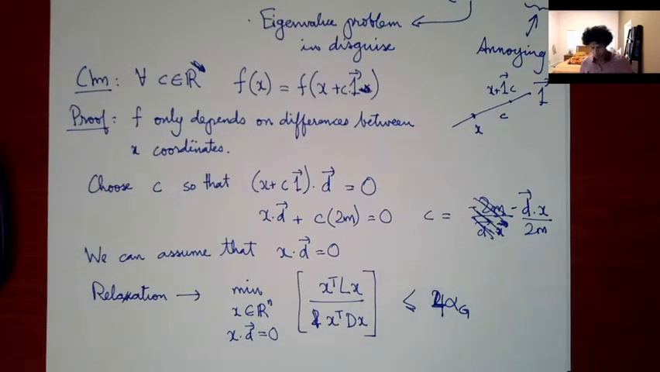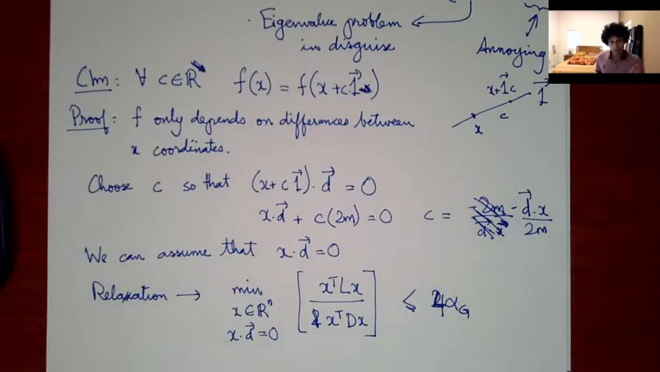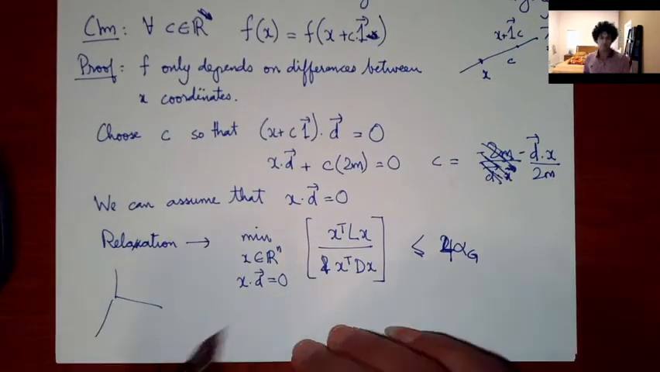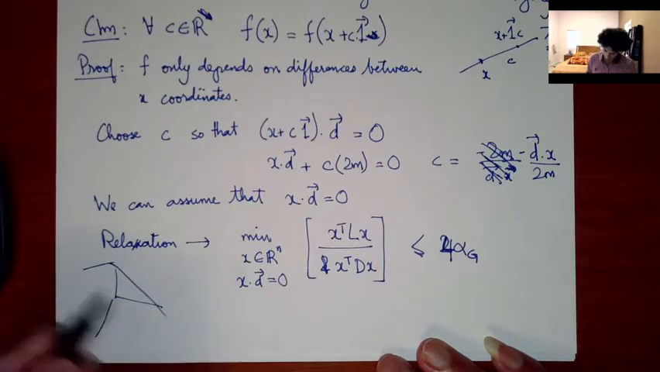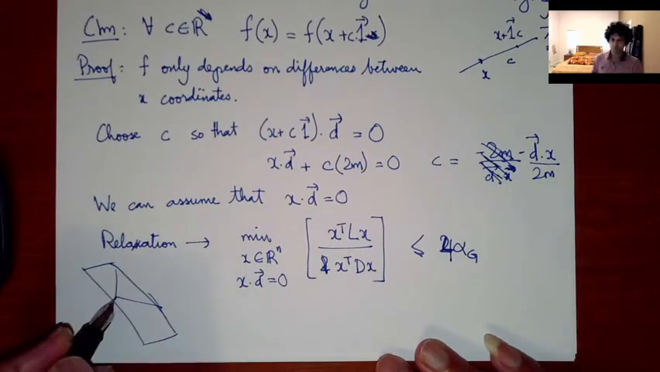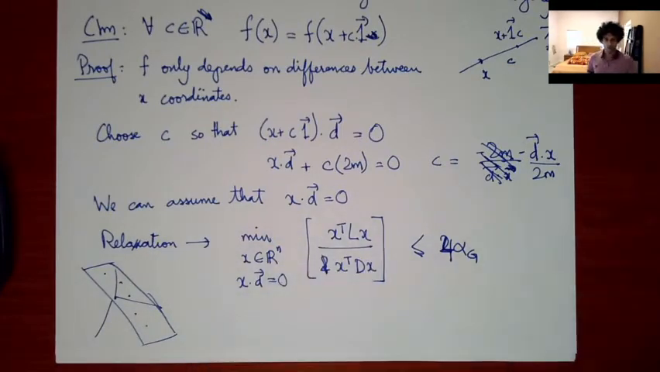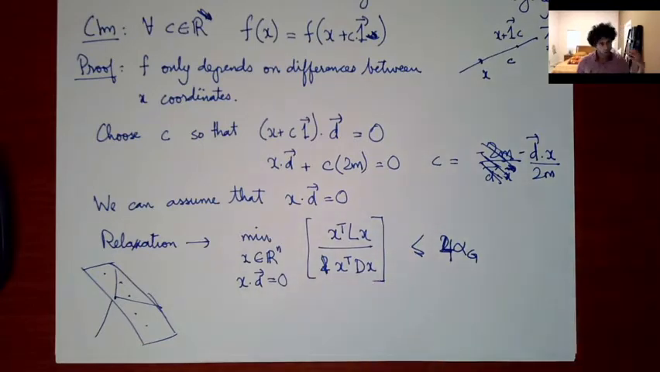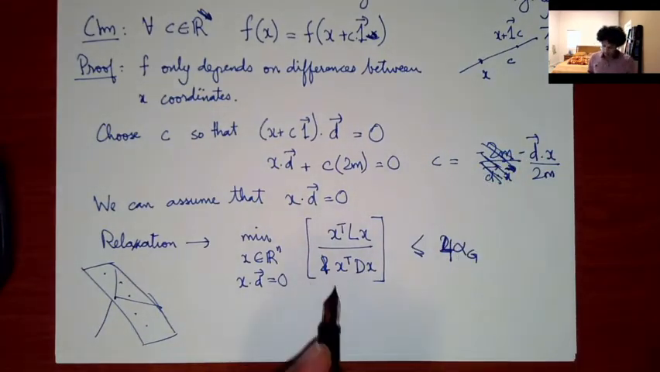Okay, so this is our relaxation now. You are minimizing. The way to think of this geometrically is that x dot d equals 0 is some hyperplane, and you're looking at the points in the hyperplane and minimizing this quantity over the hyperplane. Now it's a ratio, which is really strange, and that becomes one of the challenges in showing the Cheeger inequality, because you're dealing with ratios. But what we'll see is that this denominator is like a normalization.